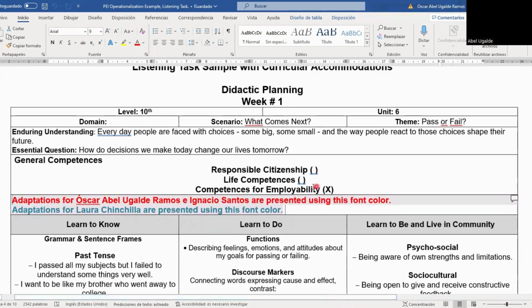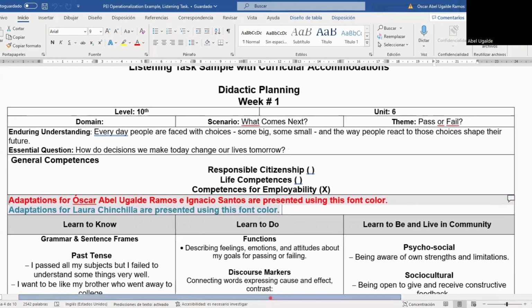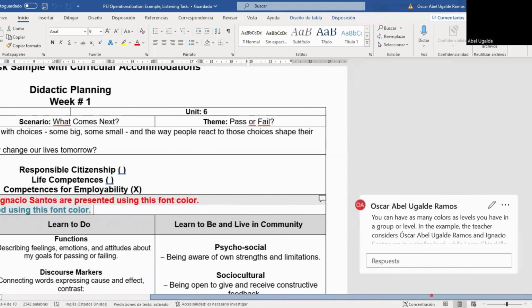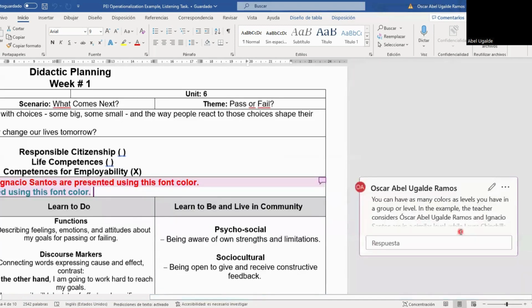And then I have another student, Laura Chinchilla. She is a student here in Punta Arenas, and she has a lower level. So I can't group Laura with Oscar and Ignacio. That's why Laura has a different color. Let's look at the notes. I always add notes here.